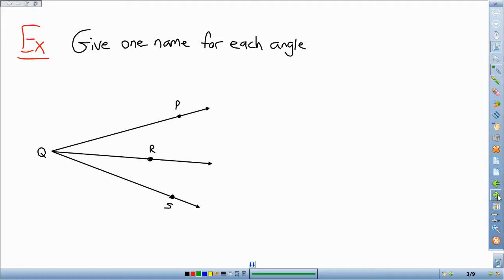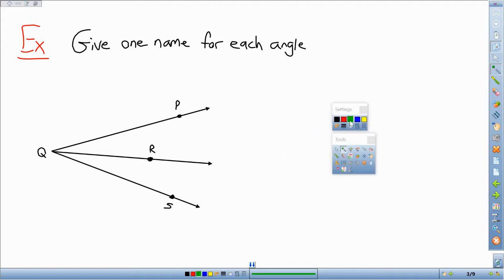Okay, so give one name for each angle. Here's the first question I want to throw out to you. How many angles do we have sitting in front of us? Okay, take a guess. Okay, some might be thinking 2, 3, maybe more.